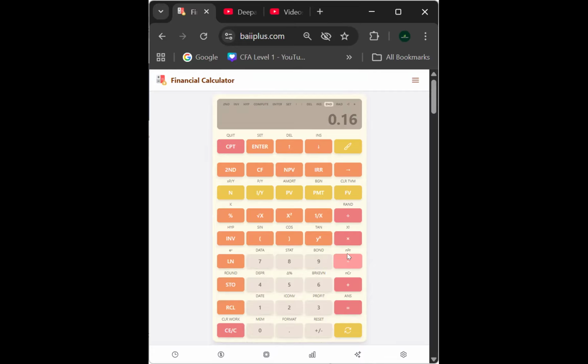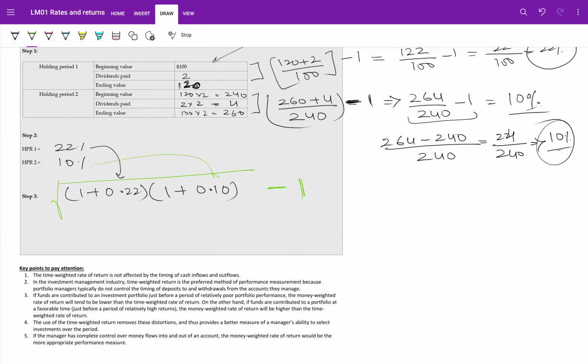This is going to be 0.16. Now multiply with 100 to convert into percentage. 15.84. 15.84 is the percentage. 15.84% is the time weighted rate of return.